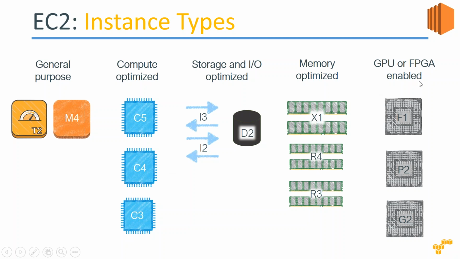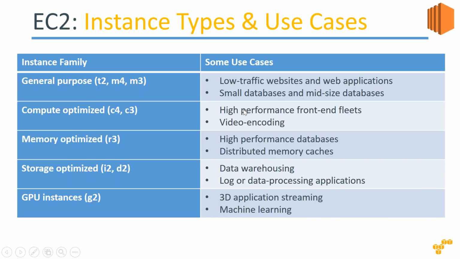And finally, there is a GPU or a field programmable array, FPGAs. These are used by people who want to customize how the processes really work, machine learning and artificial intelligence or image processing kind of companies use this kind of CPUs and instances. So these are the broad categories of instance types that are available to you in Amazon.